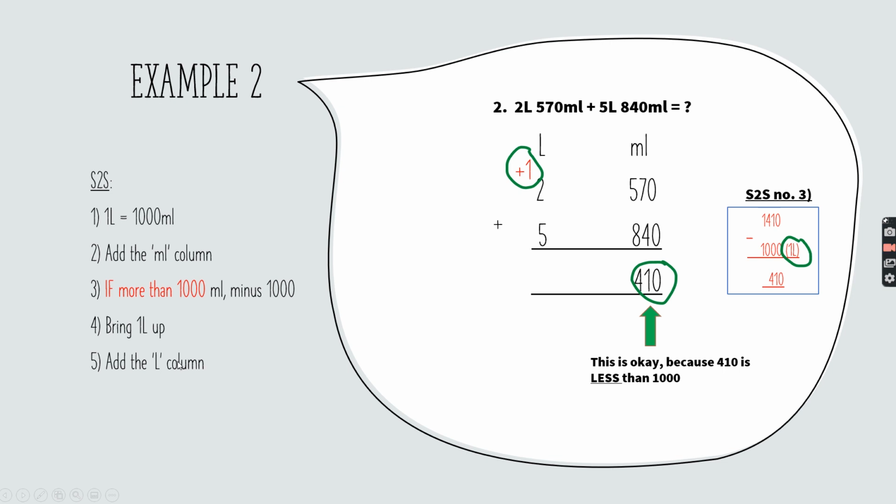Then our last step, step 5, add the L, the liter column. So we're going to add up these 3 numbers, 1 plus 2 plus 5, which gives us 8. And the answer is 8 liter 410 milliliter. Now you have to make sure, the trick is simple. You just need to make sure that the milliliter column here cannot be more than 1000.